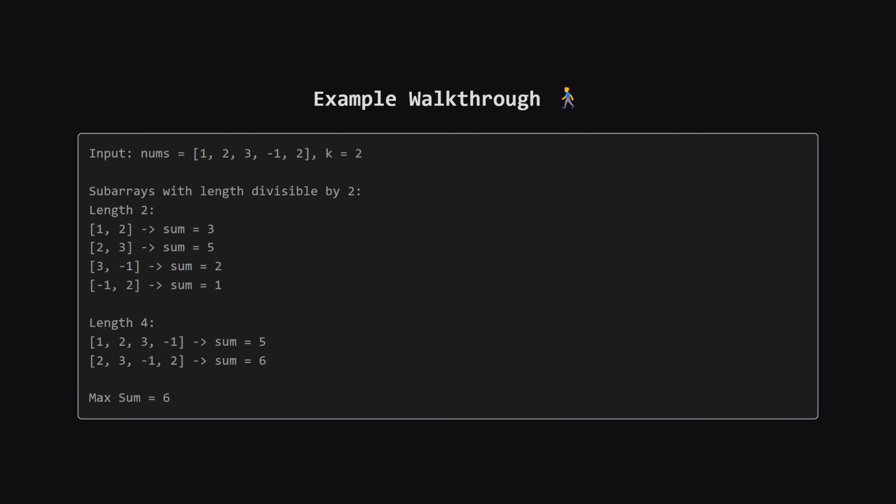But we can also look at chunks of length 4. We have 1, 2, 3, -1, summing to 5, and the sequence 2, 3, -1, 2, summing to 6. Comparing all of these valid options, 6 is our winner. Notice how we didn't just pick the biggest positive numbers. We had to respect the length constraint.